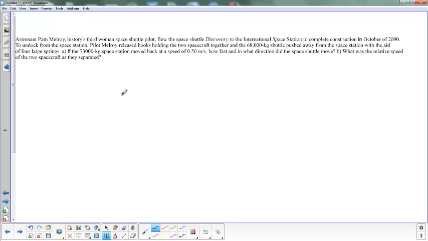So we got two things, and this is essentially an explosion problem, which is what I was trying to explain to you the other day. And forgive my awful artistic ability, but here's the space station, there's the space shuttle. In the beginning, they're not moving. I mean, they're moving, they're going in orbit, but compared to each other, they're really not moving. So our velocity is going to be 0. And after they separate, we're going to have the space station going this way, and we're going to have the space shuttle going that way.